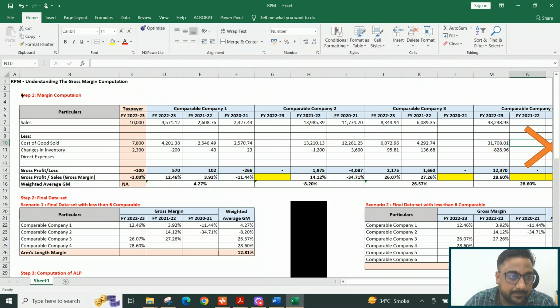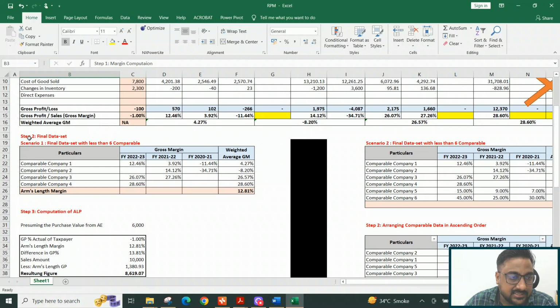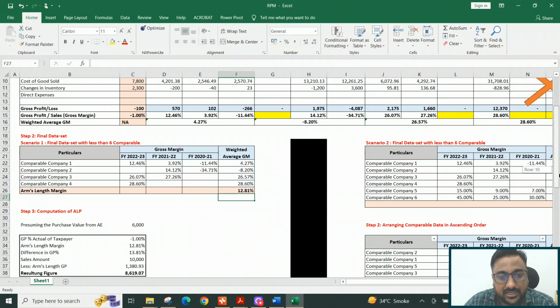Now we move to step 2. First we did the margin computation, that is the gross margin computation, and then we come to the final data set. Step 2 is I am drafting the final data set. Now if you see here, I have listed all the comparable companies, and then I have jotted down all the gross margins for the relevant years. And then I have mentioned the weighted average gross margins, and as the size of the data set is less than 6 comparables, I need to average that, right? So I have averaged that entire data set. I have come to an arithmetic mean technically, which is 12.81%.